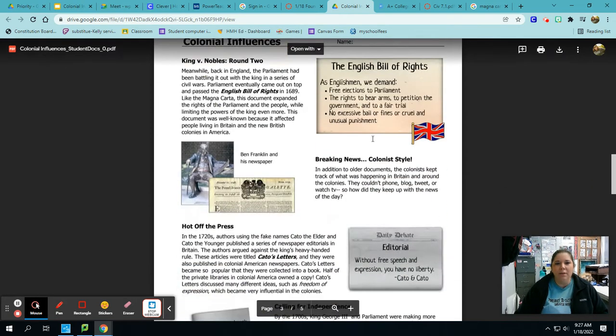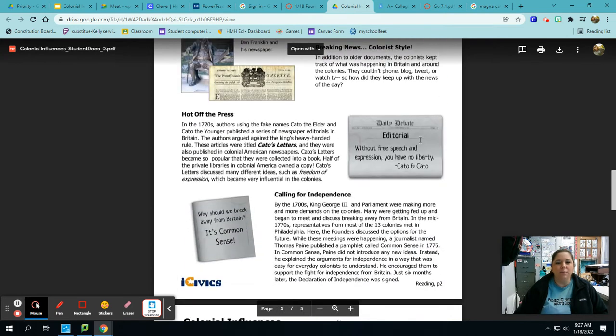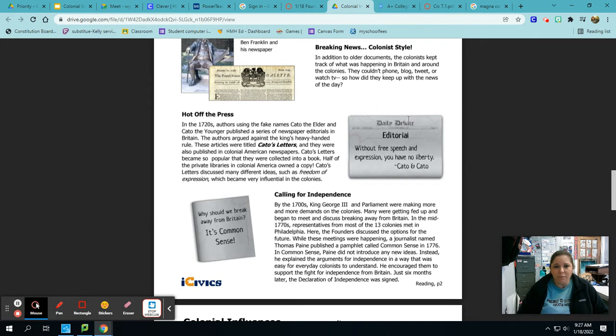That was the purpose. We talked about the English Bill of Rights. And then down here you have Cato's Letters, written by an anonymous person. They went by the name of Cato Elder and Cato Younger, and they published newspaper articles discussing a whole bunch of different ideas, like freedom of expression, or how the king is more heavy-handed and trying to do more than what the government really allows him to do.